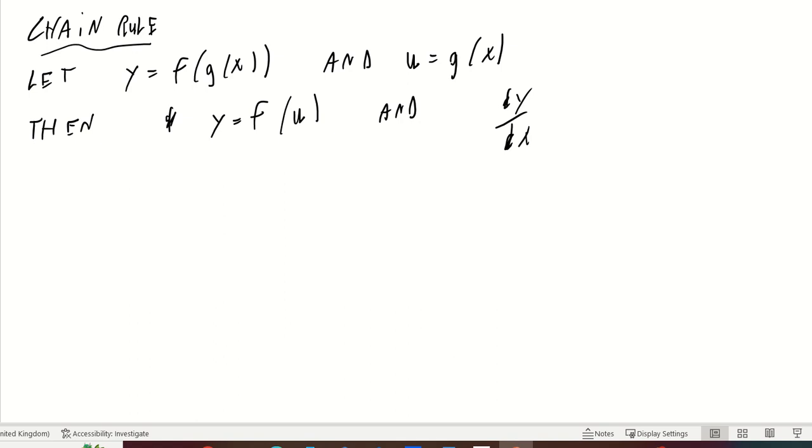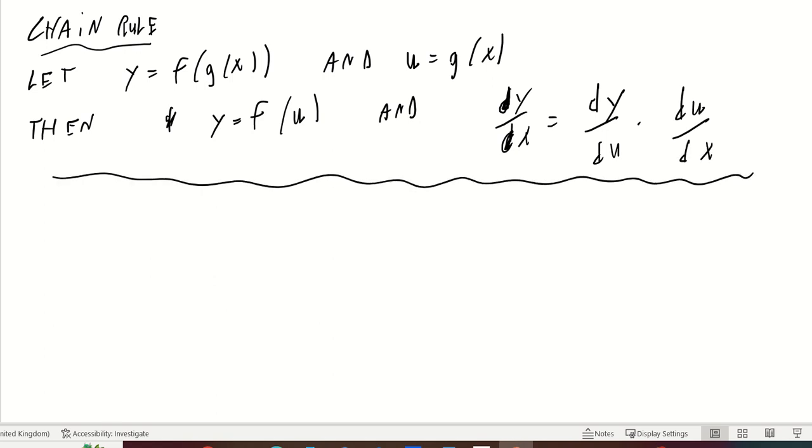x, dy dx, is equal to the derivative of y with respect to u, multiplied by the derivative of u with respect to x. Okay, so that's a basic statement of the chain rule theorem.